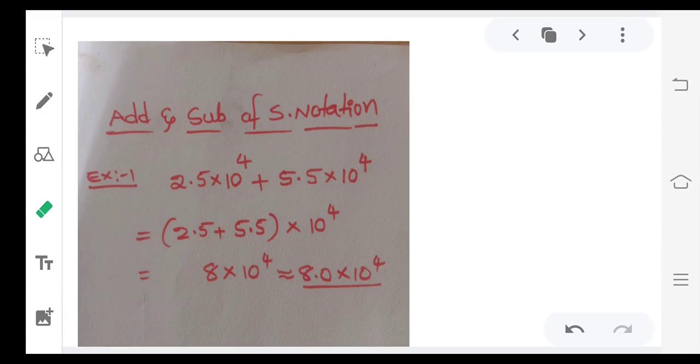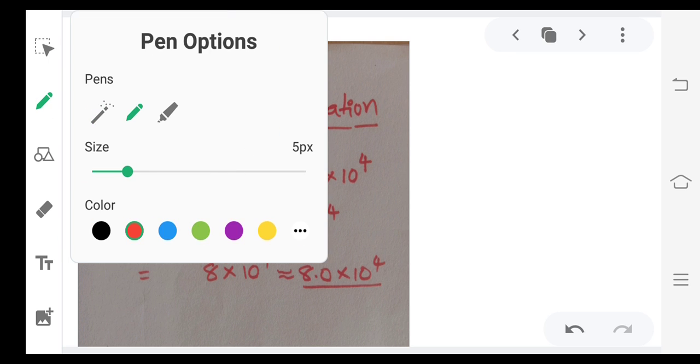Good morning, students. Today we will discuss addition and subtraction of scientific notations and the remaining mathematical operations on scientific notations, as well as significant figures. So first I will start with addition and subtraction of scientific notations.